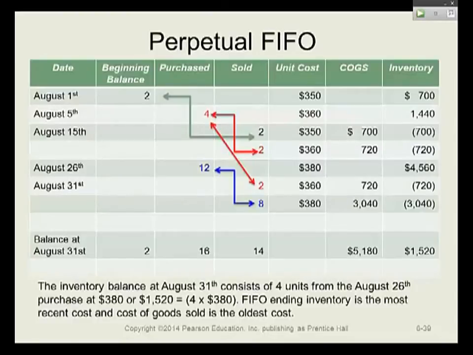All right, so now let's do that. As I said, we're going to skip all the narrative there and get right into FIFO. So let's go into the FIFO method. The narrative is nothing more than describing what we're going to see in this analysis. Okay, so once again, we start with 2 units at 350, or 700. We buy another 4 at 360, and that's 1,440. That's my total inventory at this point.